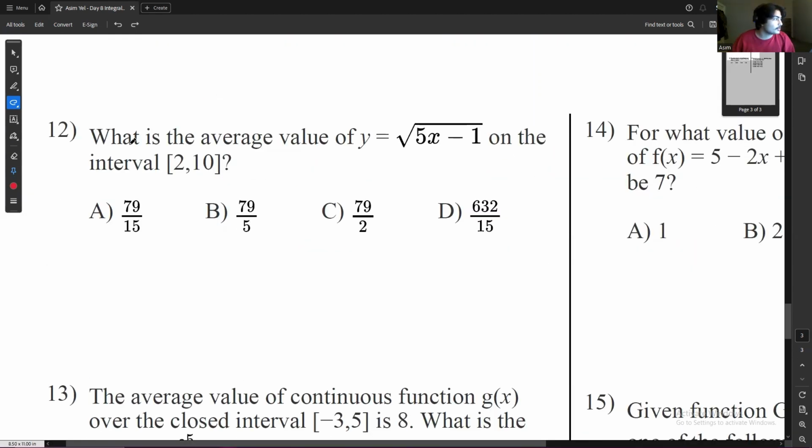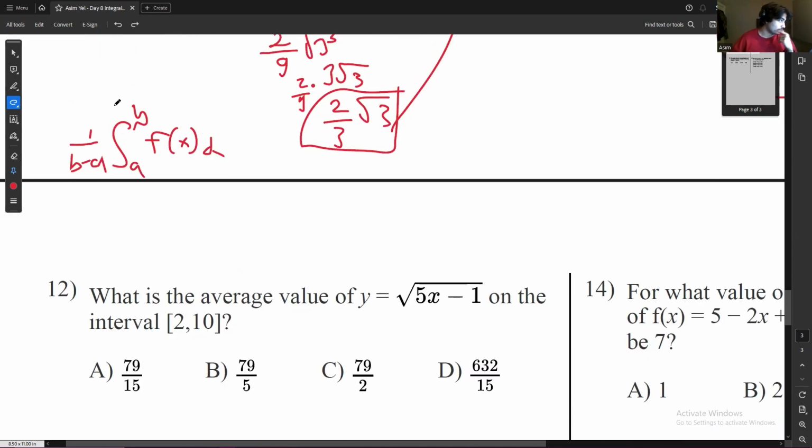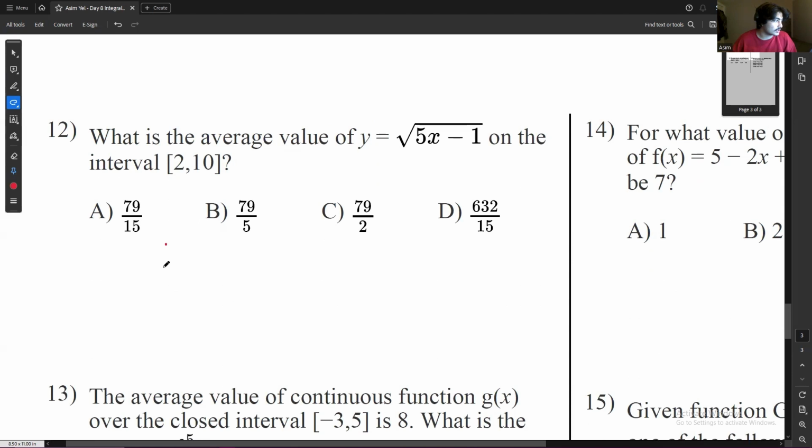Question number 12. What is the average value of y equals radical 5x minus 1 on this interval? So guys, basically we're doing the same thing which we did over here, which is 1 over b minus a in this integral. So let's just do that. 1 over 10 minus 2, which is 8, integral from 2 to 10 of 5x minus 1 to the power of 1/2.